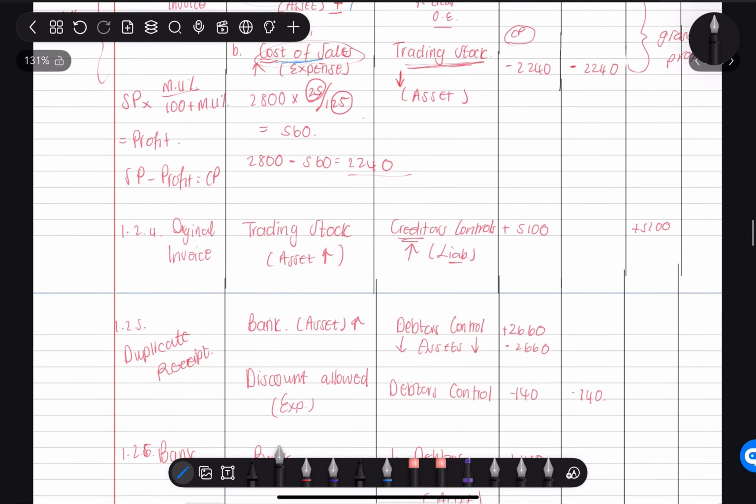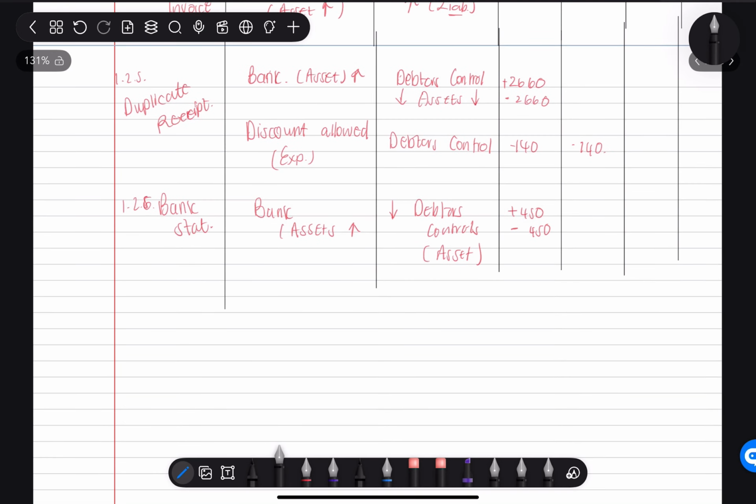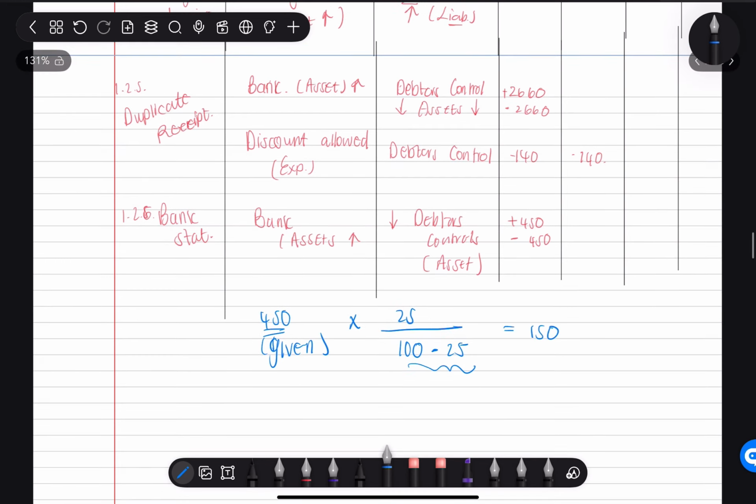Perfect. Okay. So I had to think about that as well. So we're saying 450 is what we have, so what we are given. We're going to say 450 multiplied by what we want, which is 25. But 450 does not represent the full amount. Remember, he did not pay the full amount. He only paid what he could. And he only paid 100, which is the total, minus 25. So he paid 75% of the total. And this then gives you an amount of 150.